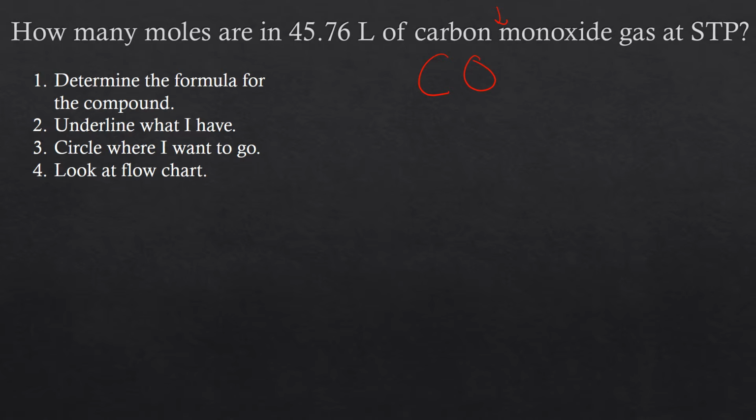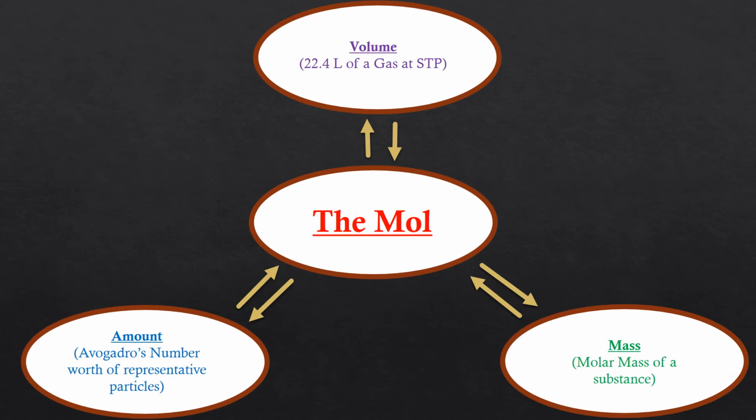Second step is underline what I have. I have 45.76 liters. Circle where I want to go. It's asking me how many moles are in 45.76 liters. So then now I look at my flowchart. I have liters right here, so I'm going to put a star. And I want to get to moles. X marks the spot. So I got to go this way. Okay? So now I know where I want to go.